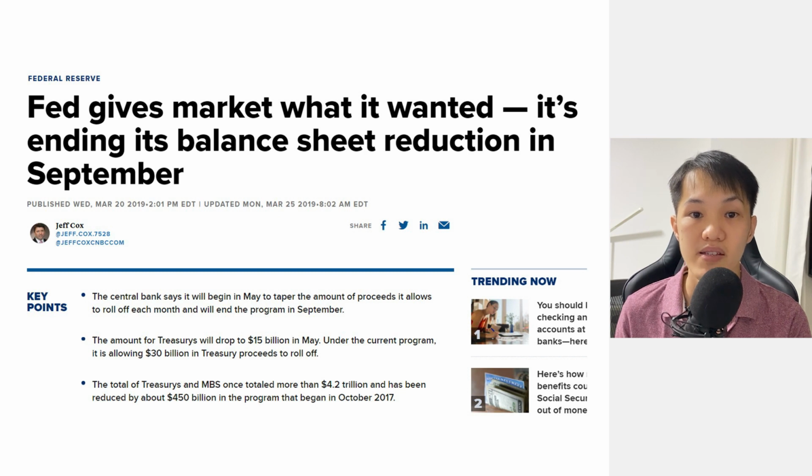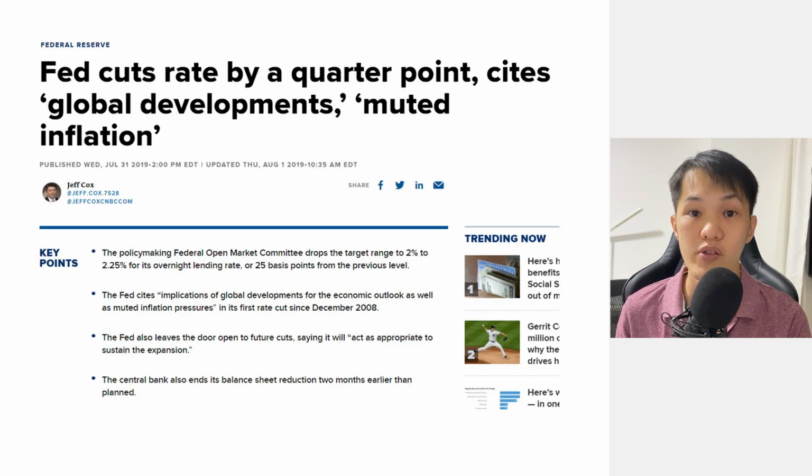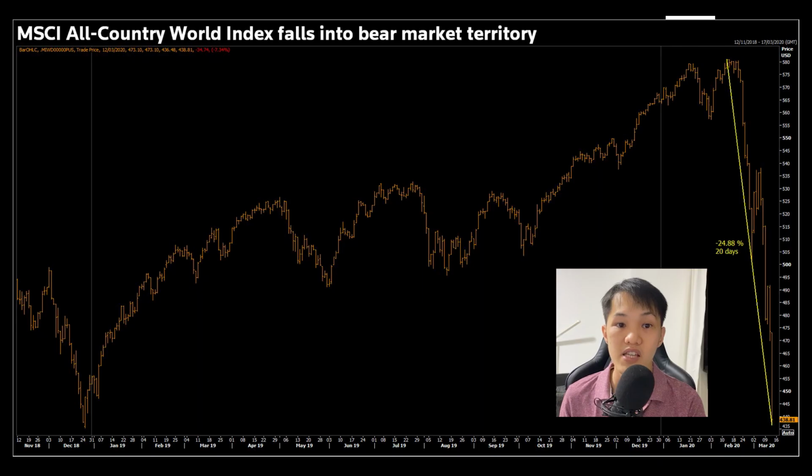March 2019, the Fed said that it will begin to taper the amount of proceeds it allowed to roll off and it will end the program in September. This means that they will stop reducing their balance sheet. July 2019, the Fed has taken a U-turn and cut rates by 25 basis points, citing implications of global developments and muted inflation pressures.